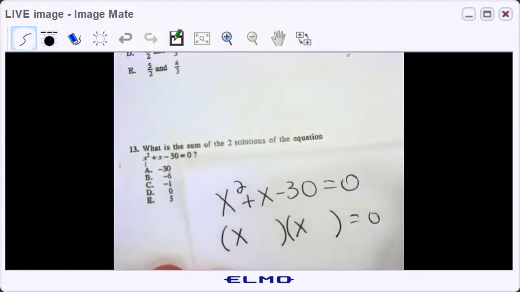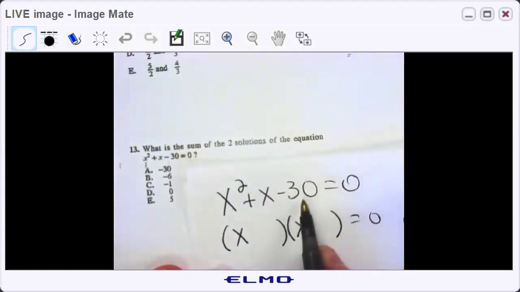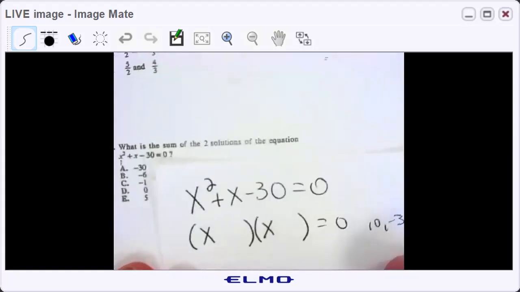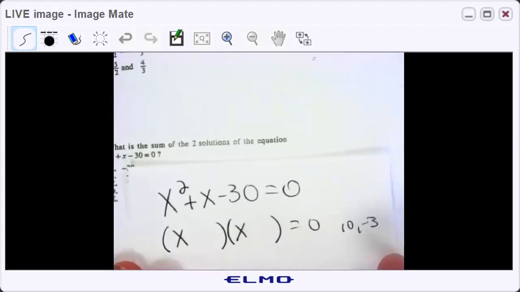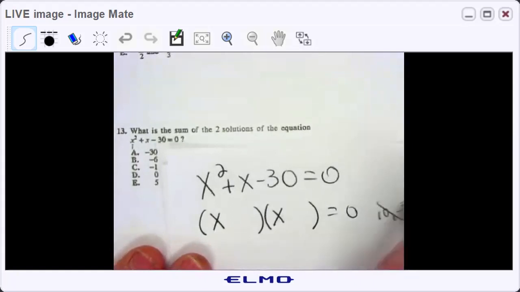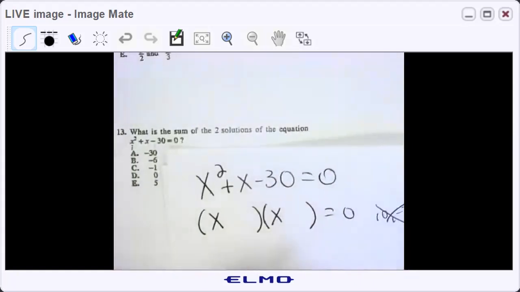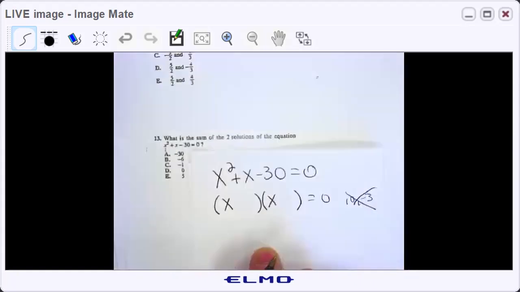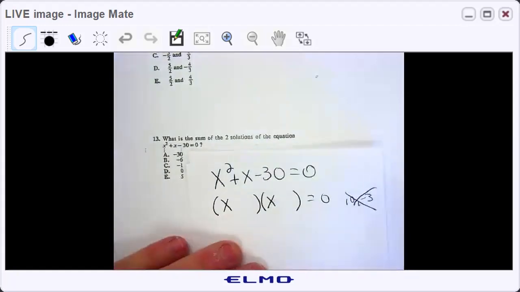So if I have +10 and -3, that does multiply to give me -30, but it does not add to give me +1. That adds to give me +7. So we can't use that. So sometimes you might think of the wrong numbers at first. And then if you do, just keep going.